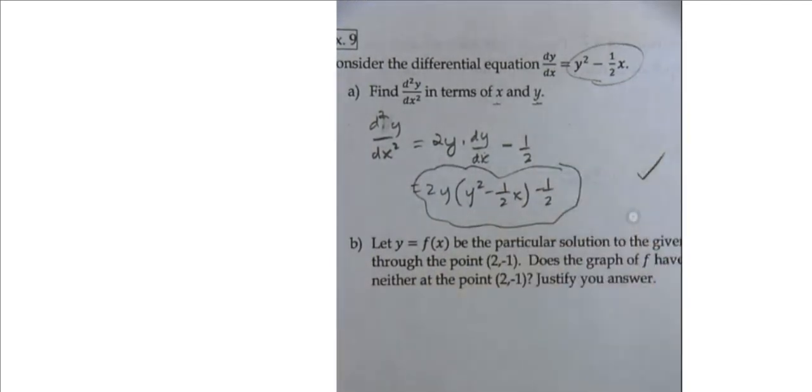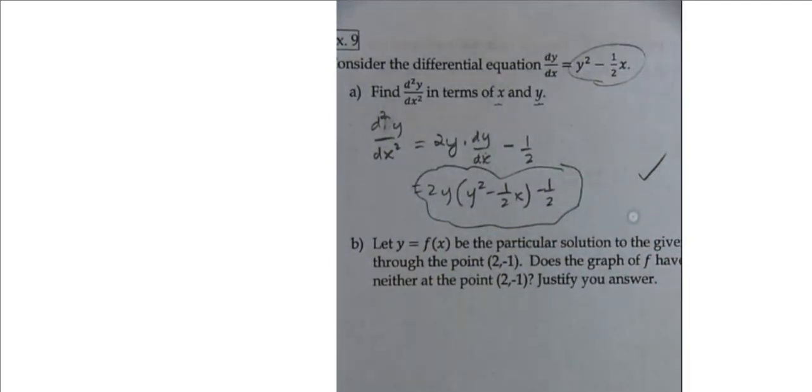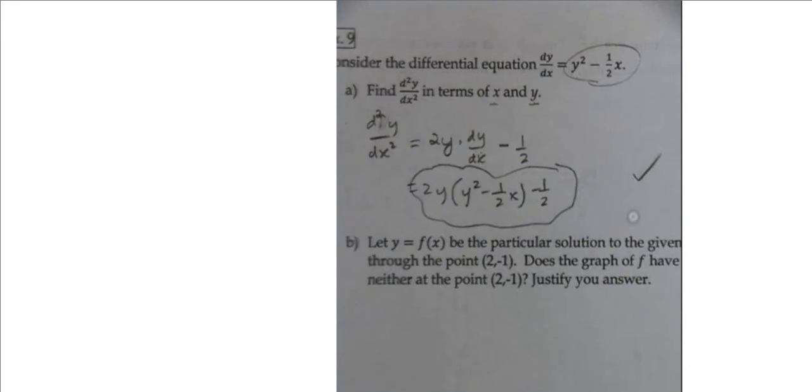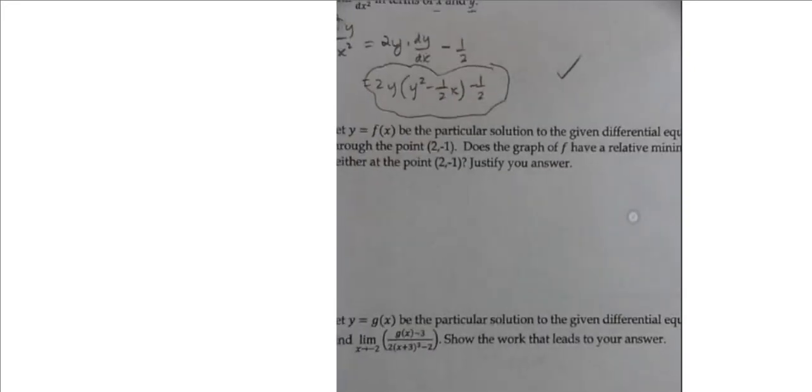Okay, there's a couple free points. Going on to B: let f of x be the particular solution to the DiffEq whose graph passes through the point (2, -1). Let me zoom out a little bit. This is a little wide. Do we have a relative max, a relative min, or neither at this point?